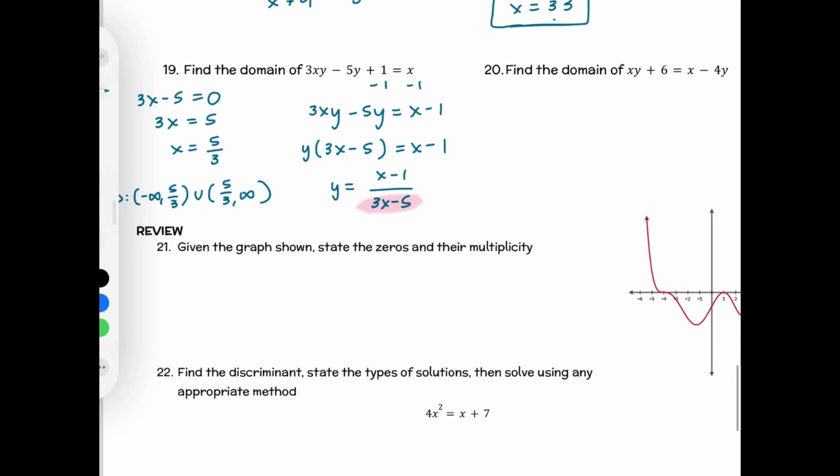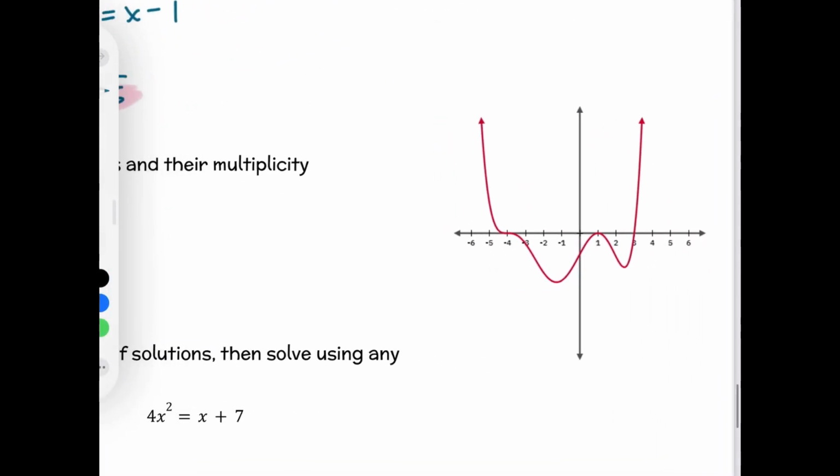So if you're stating the zeros from your graph, I think the biggest mistake I've seen people make is flipping the sign. So if it asks for zeros, you're just literally looking at your graph and telling me where does it cross. So it crosses at x equals negative 4, x equals 1, and x equals 3. Okay, so those are the exact spots where they cross.